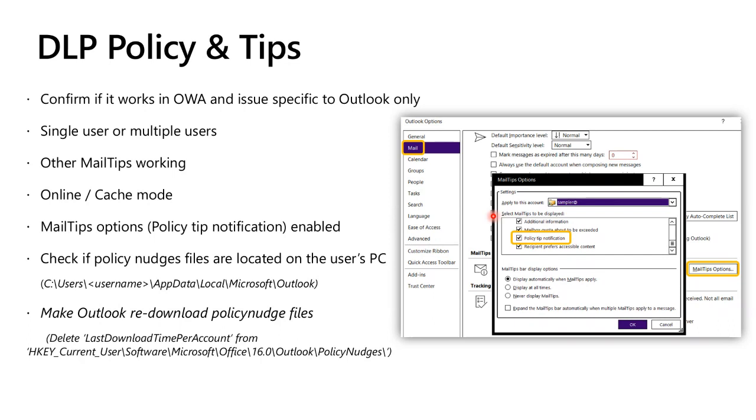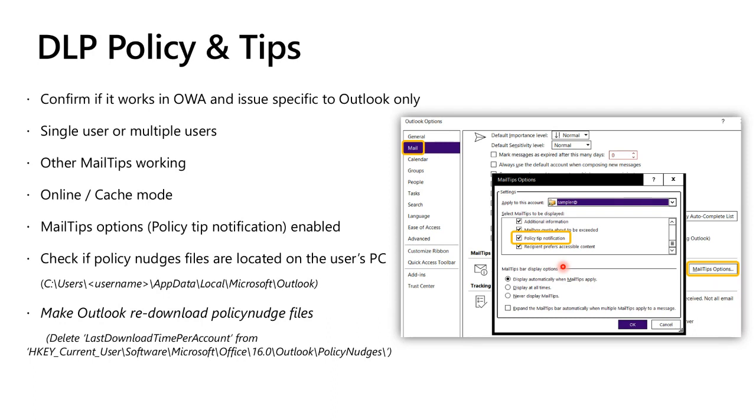Mail tips are informative messages displayed to users while they're composing a message. For example, we get a mail tip for an invalid internal recipient, when the sender adds an internal recipient that doesn't exist in the environment. Or when the sender adds an internal recipient who has turned on automatic reply, you would see a mail tip for the same. So it's good to ensure the policy tip notification is enabled in Outlook options, Mail, then the Mail Tips option, and if you scroll down here, you have the policy tip notification option on the Mail Tips options dialog.